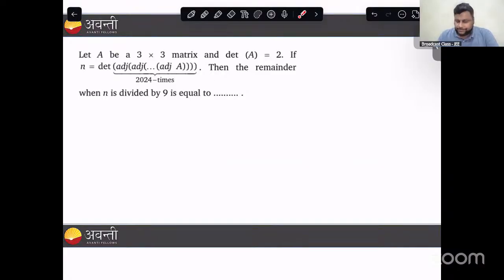Let A be a 3 by 3 matrix and the determinant of A is given as 2. Now N is the determinant of the adjoint, where the adjoint is repeated 2024 times.